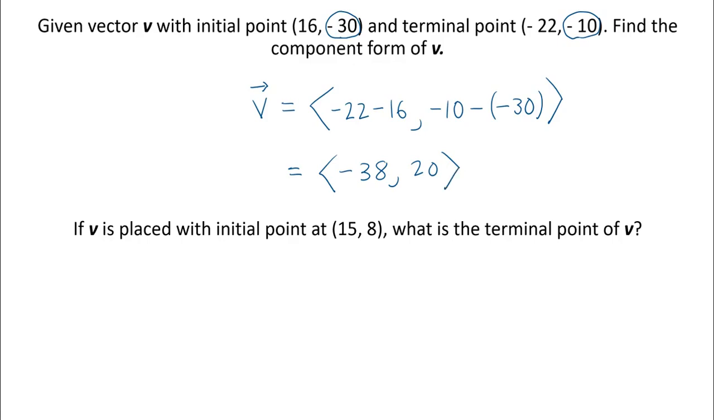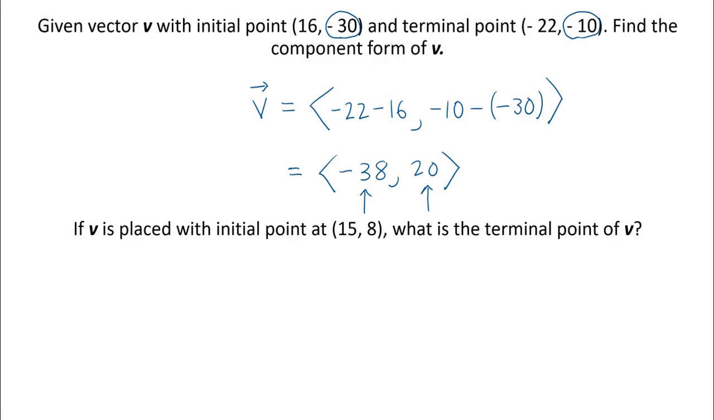And these two numbers tell us a couple of different things. The first number tells us the horizontal displacement. The horizontal displacement is negative 38, which means that if I choose any point in two-dimensional space as my initial point, I have to move 38 units to the left. And that would be my first step in finding a terminal point. The second number tells me that I would have to move 20 units up.